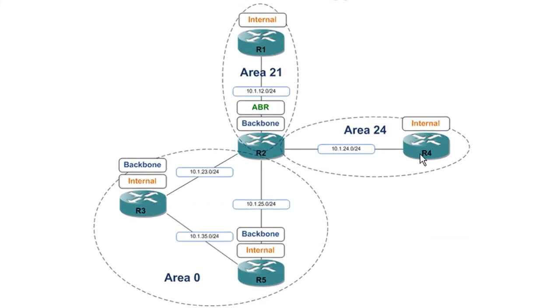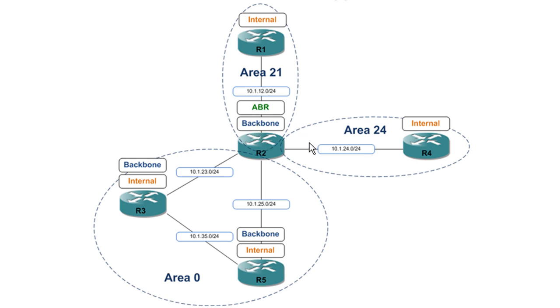So R1 and R4 are internal because they only have interfaces in a single area. Same thing with R3 and R5, but they also get the added designation of being backbone routers. R2 is still a backbone router because it has at least one interface in area 0, and it's an area border router because it has at least one interface in a different area.